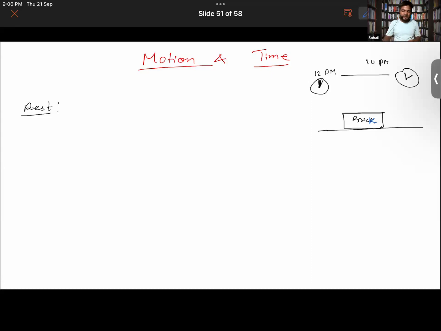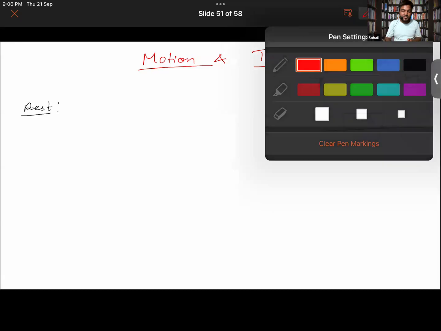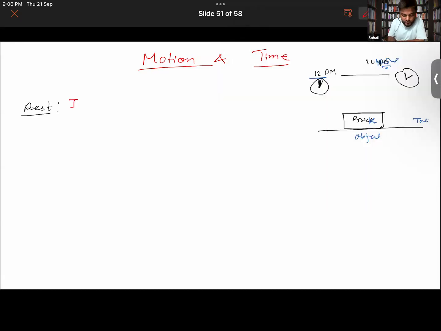So in the same example, this brick here, I placed it on a table here, let's say at 12 p.m. But after 10 minutes also, this brick was lying at the same spot. So we say that if the position of an object does not change with respect to time, it is at a state of rest. Rest. It stays in the same place, but the time goes on. Exactly. The time goes on, but it stays in the same place.